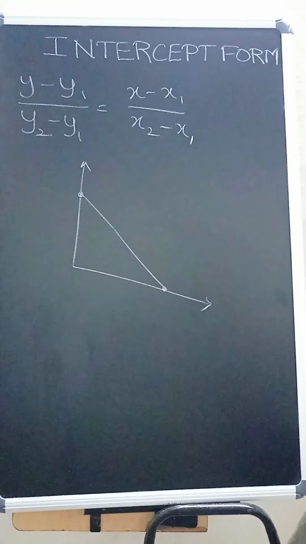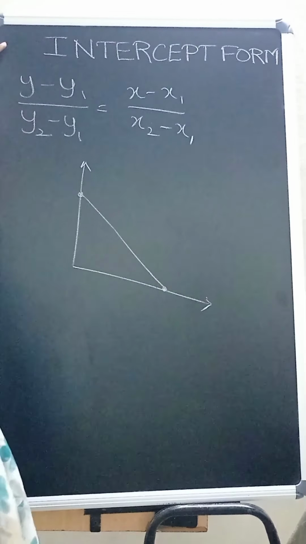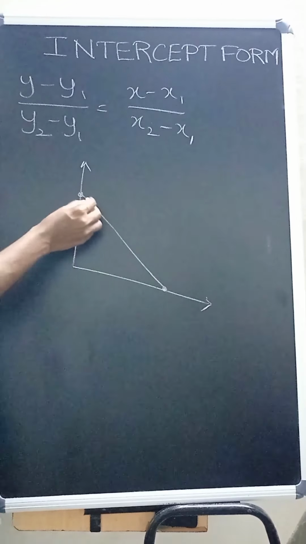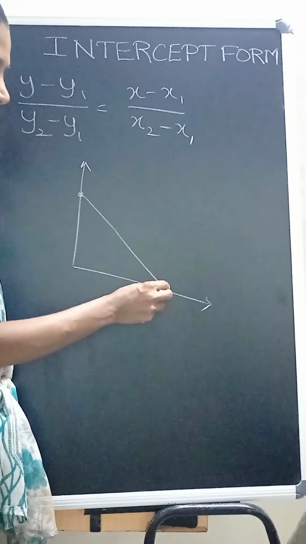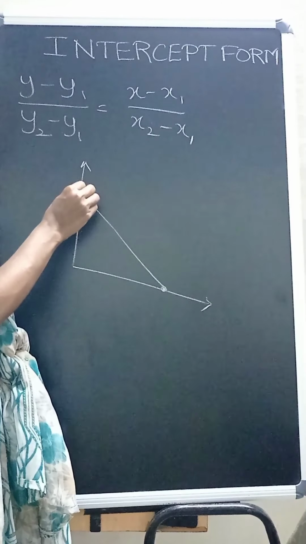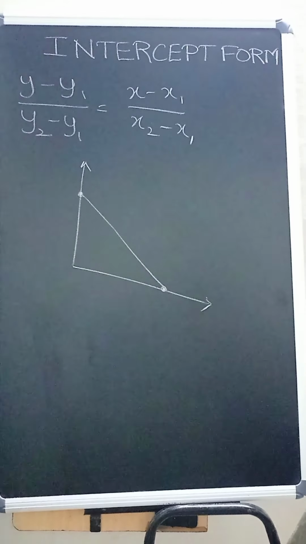In this video we are going to see the equation of a straight line in intercept form. First, what is an intercept? The x-intercept means the point at which the straight line meets the x-axis, and the y-intercept means the point at which the straight line meets the y-axis.